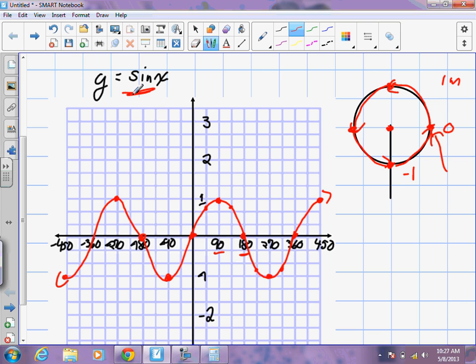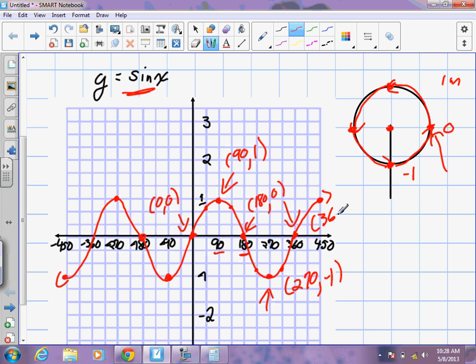Okay? Now I want you guys, it's very important for your upcoming quiz, there are 5 major points you need to be able to plot. Okay? So our coordinates of 0 and 0, 90 and 1, 180 and 0, 270, negative 1, and finally 360 and 0. All very important that you guys remember for our upcoming quiz.